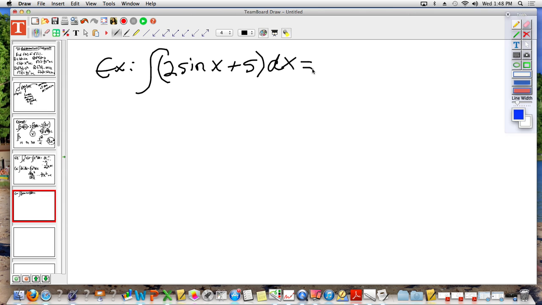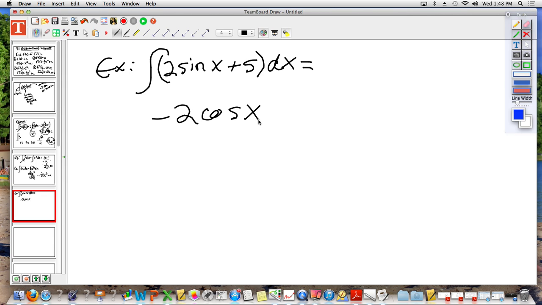Negative cosine. Very good, because the derivative of cosine is negative sine, but we are ending up with a positive sine, which means that we were actually starting with a negative cosine. But there's a 2 up front too. So it's actually going to be negative 2 cosine of x. Very nice.